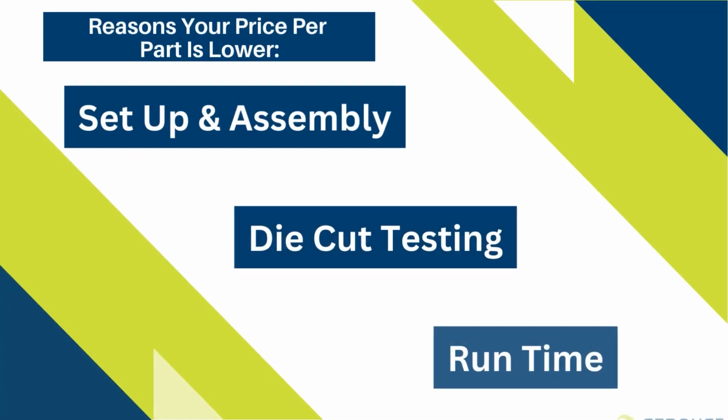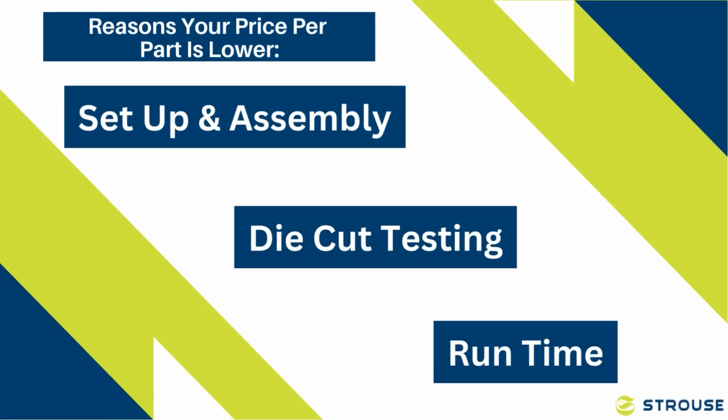The 3 main reasons why higher part quantities lead to a lower price per part are the setup and assembly process, the die cut testing process, which ensures that we're making parts to your specifications, and the runtime.